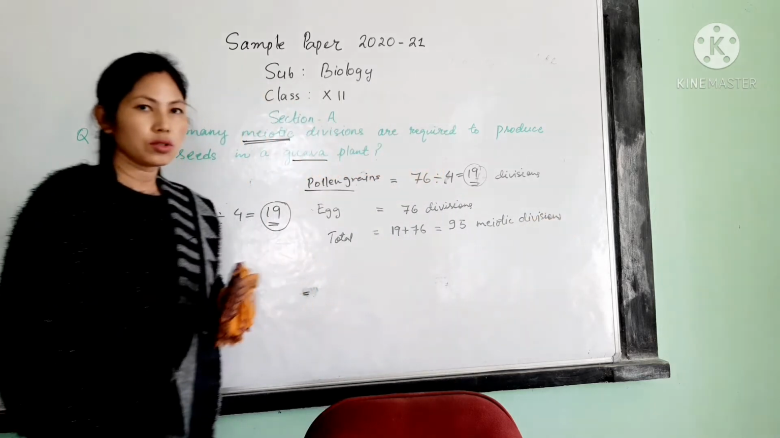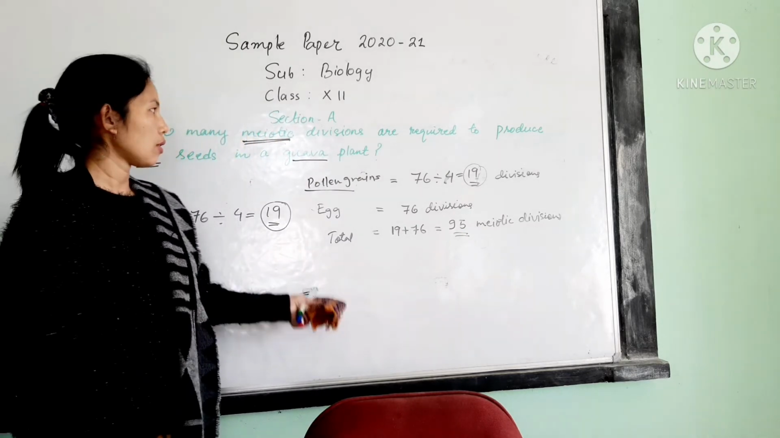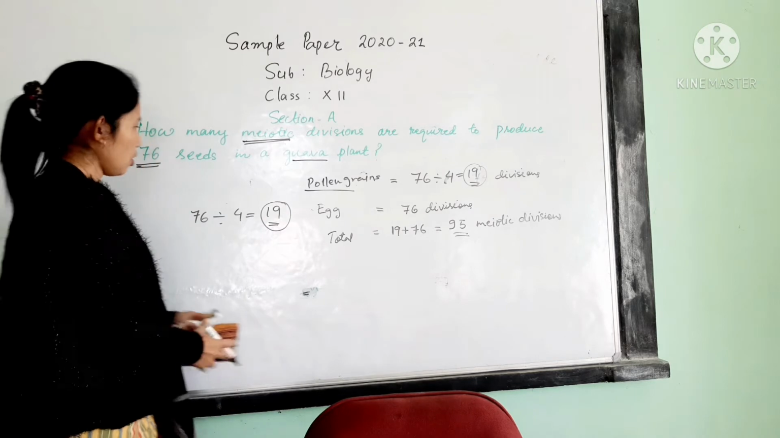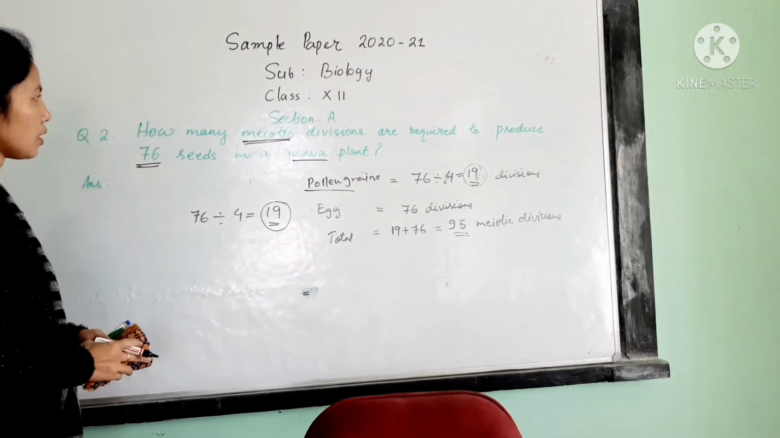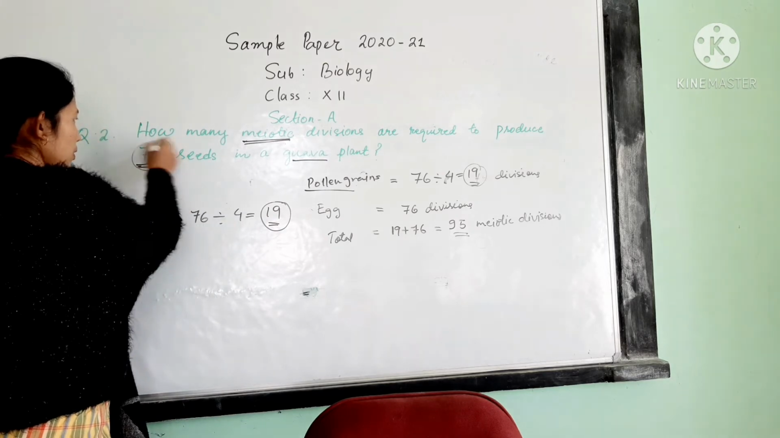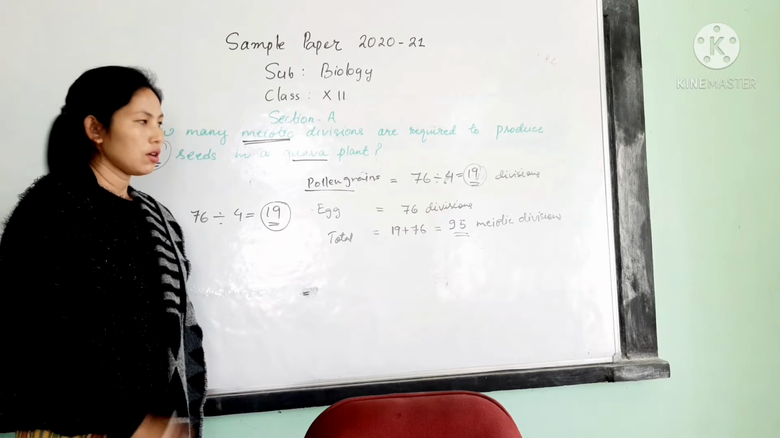Right? So total how many? Total 95 meiotic divisions will be required to obtain 76 number of seeds. Right? So in this way we can find out how many meiotic divisions will be required to produce 76 number of seeds in a guava plant or in a guava fruit.